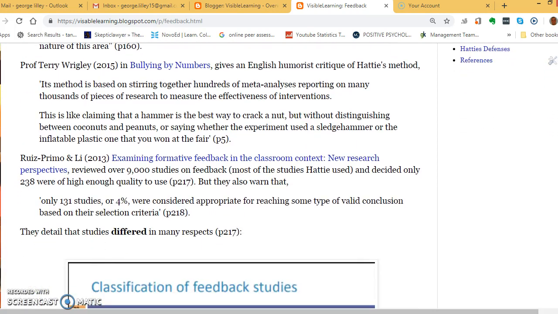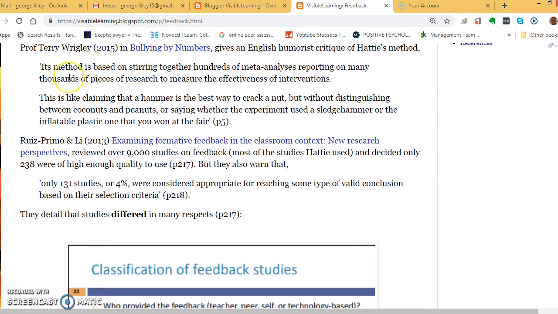For example, Professor Terry Ridgely, in typical English humorous style, says that his method is based on stirring together hundreds of meta-analyses, reporting on many thousands of pieces of research to measure the effectiveness of interventions. This is like claiming that a hammer is the best way to crack a nut, but without distinguishing between coconuts and peanuts, or saying whether the experiment used a sledgehammer or the inflatable plastic one you won at the fair. So I think you'll see that Terry Ridgely's description is pretty apt.